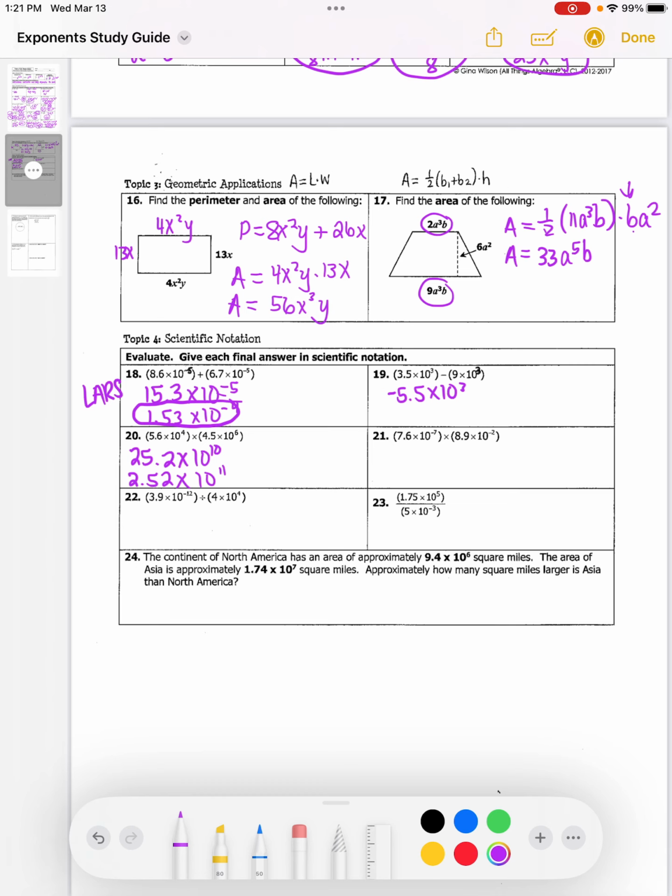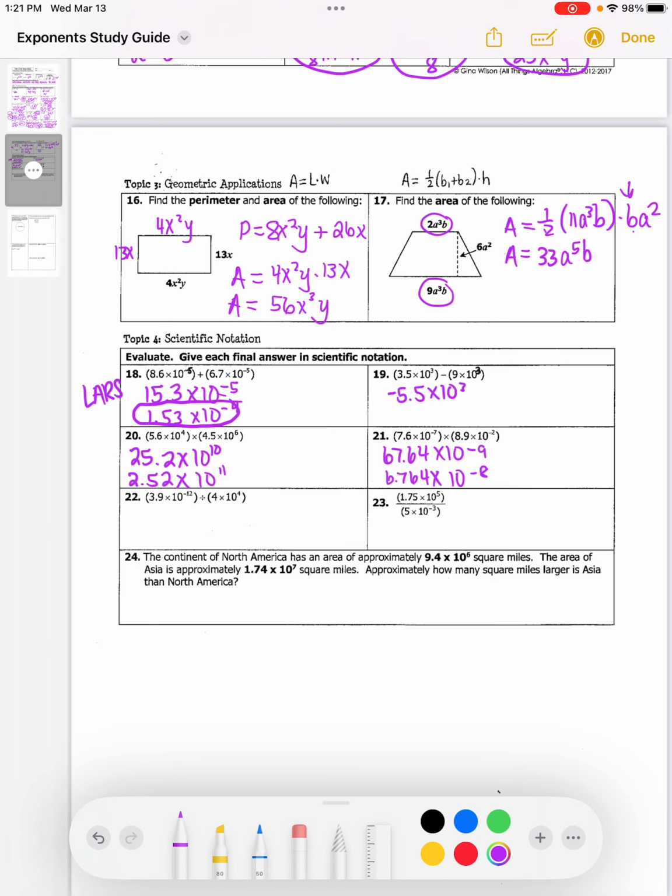Also multiplying, number 21. When we multiply these numbers, we get 67.64 times 10 to the, add the exponents, -9. We've got to move this over 1 to the left, so it's going to be times 10 to the -8th, since we would add 1 to it.